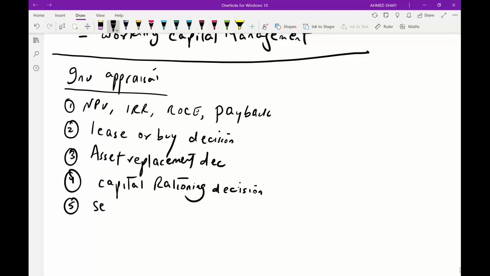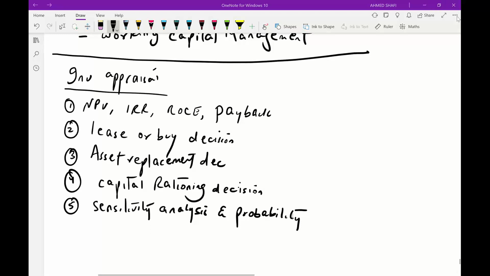And finally, you can be asked to perform sensitivity analysis and probability analysis. Now, this question is covering a very important area. It's firstly asking you to calculate NPV of project B, and then it has stated that capital is rationed to 5 million. 5 million is available, shortage. Make the optimum investment schedule.